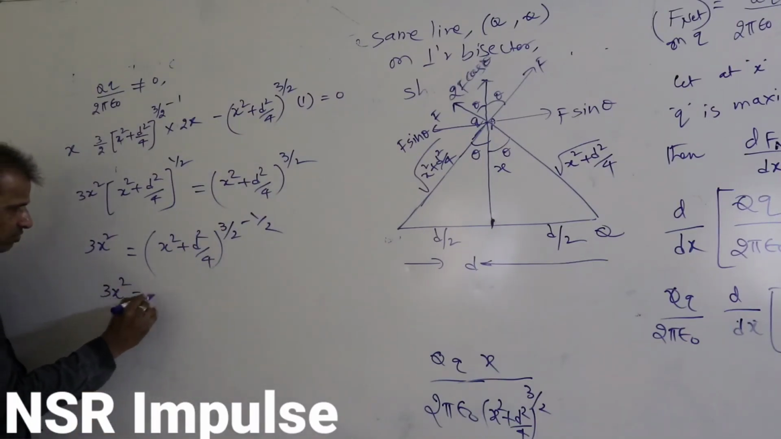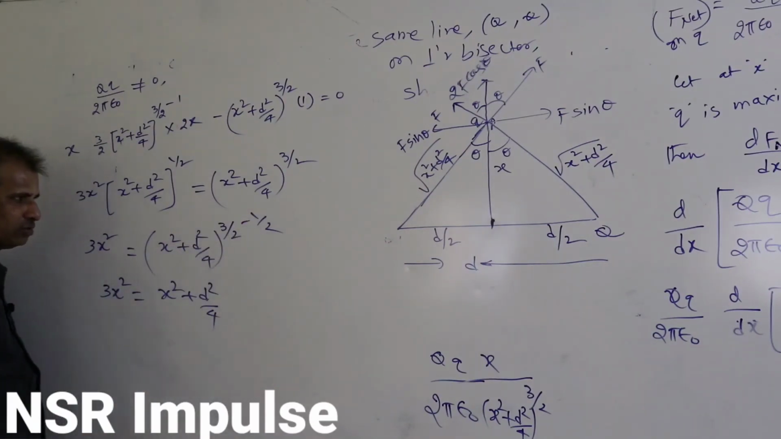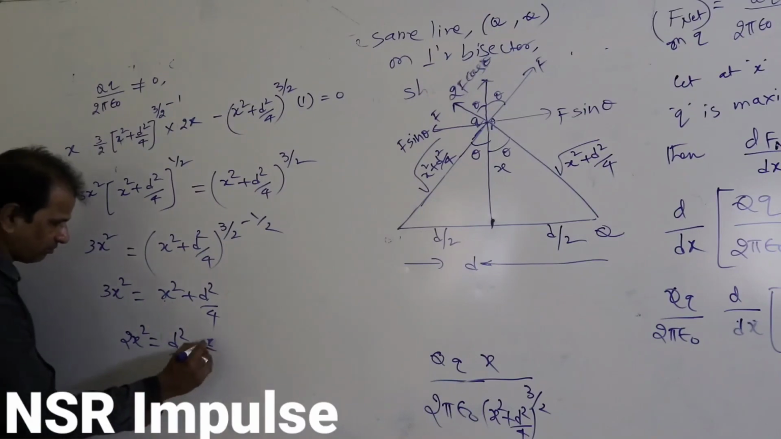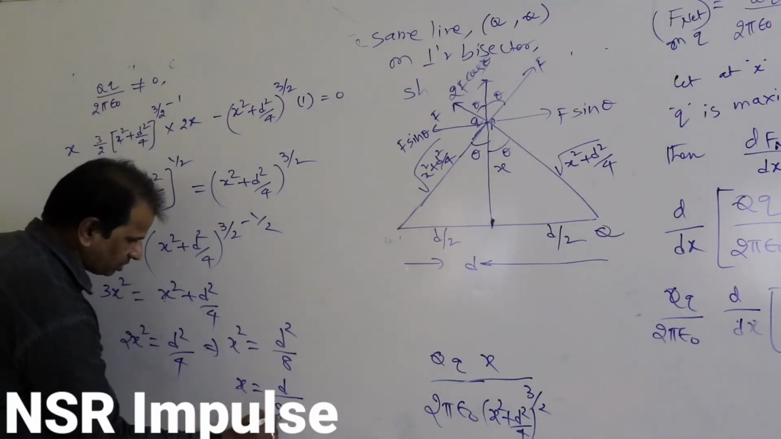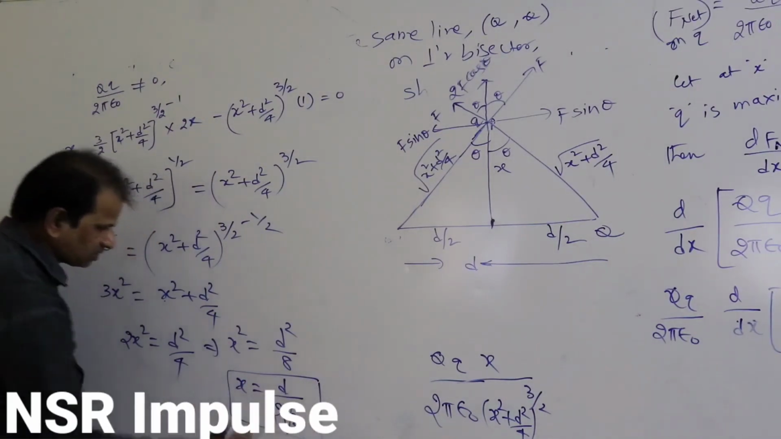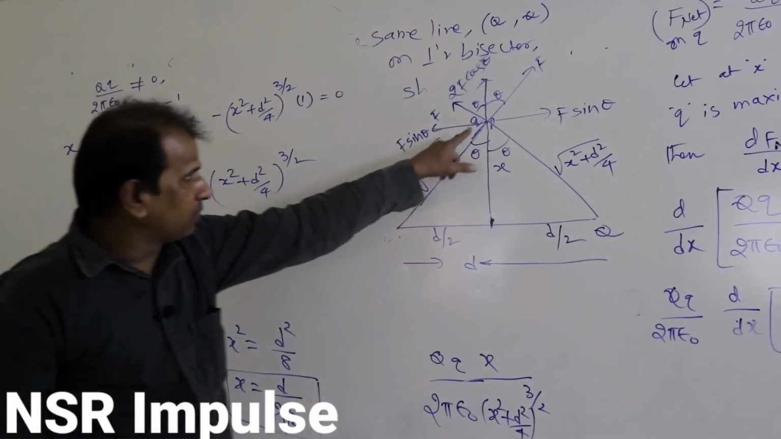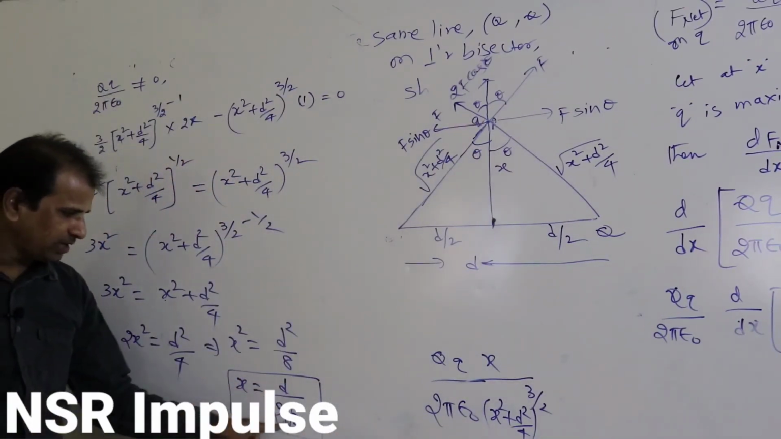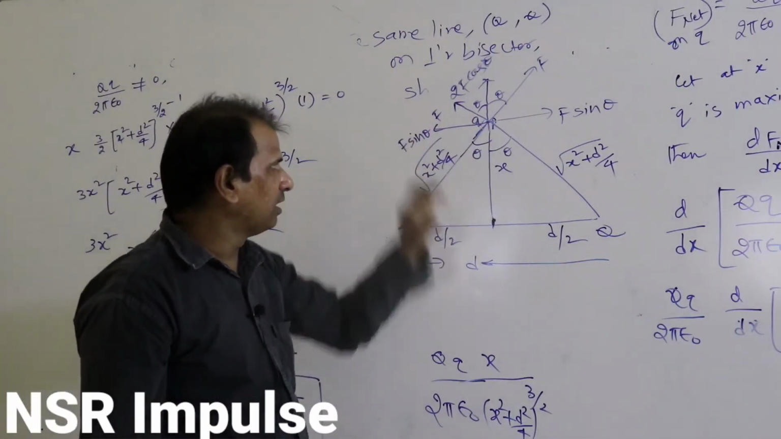So 3x square is equal to x square plus d square by 4. This is 3 minus 1, 2 by 2 is 1. This is 3x square minus x square. 2x square is equal to d square by 4. X square is equal to d square by 8. X is equal to d by 2 root 2. Means this charge small q will feel the force maximum at a distance x equal to d by 2 root 2. At that distance only this charge is going to feel maximum force.